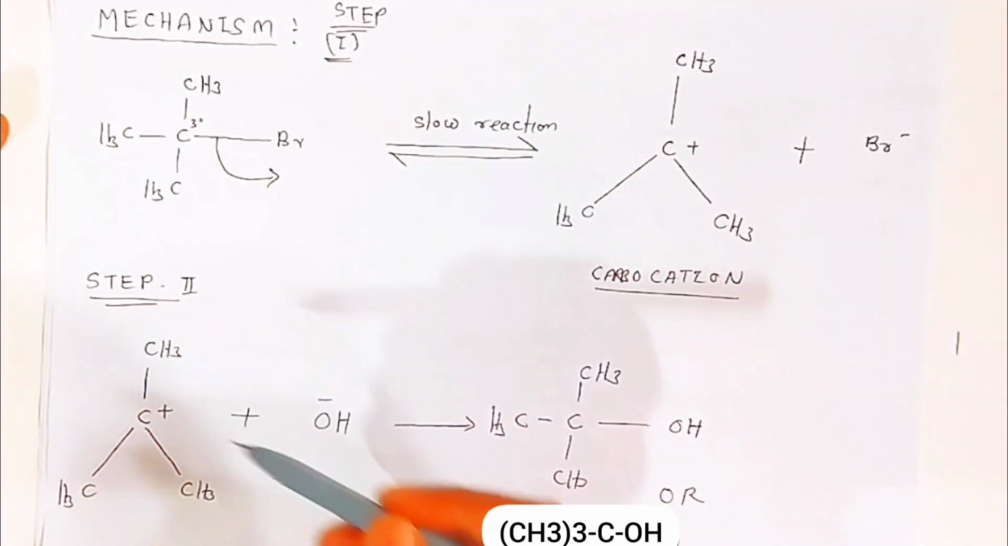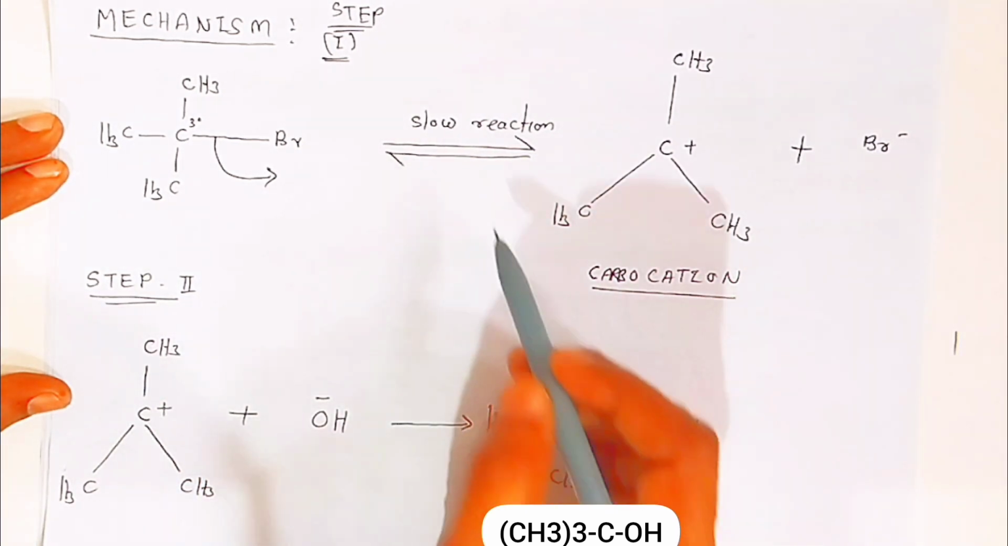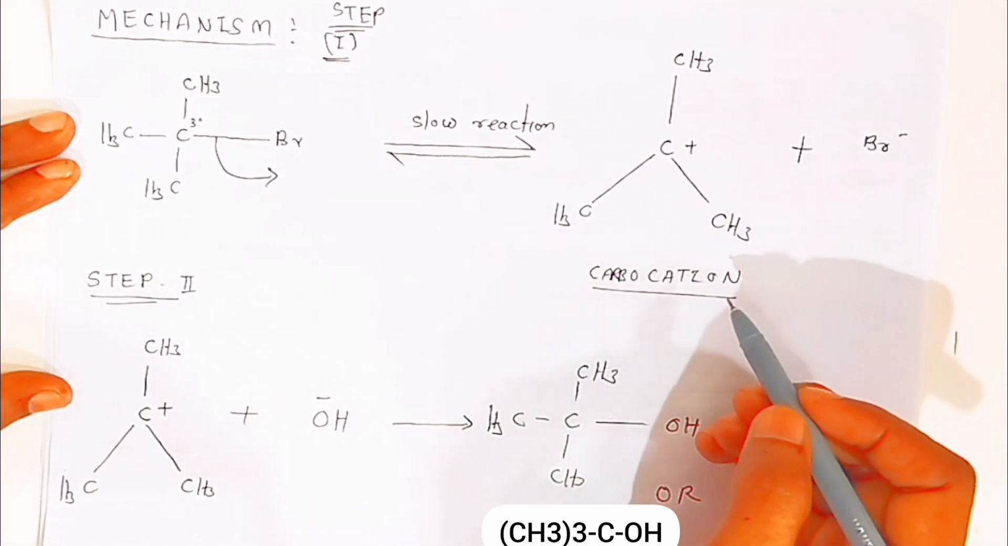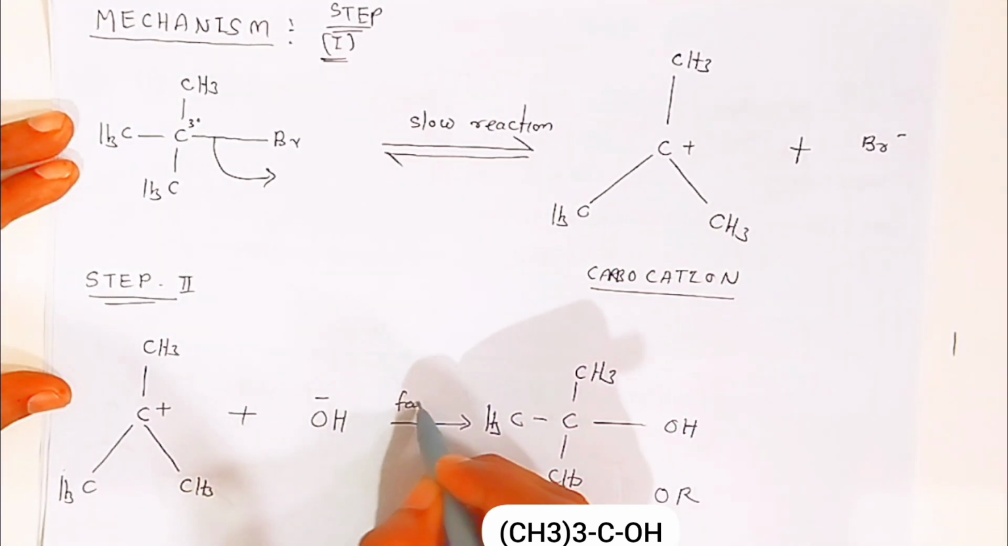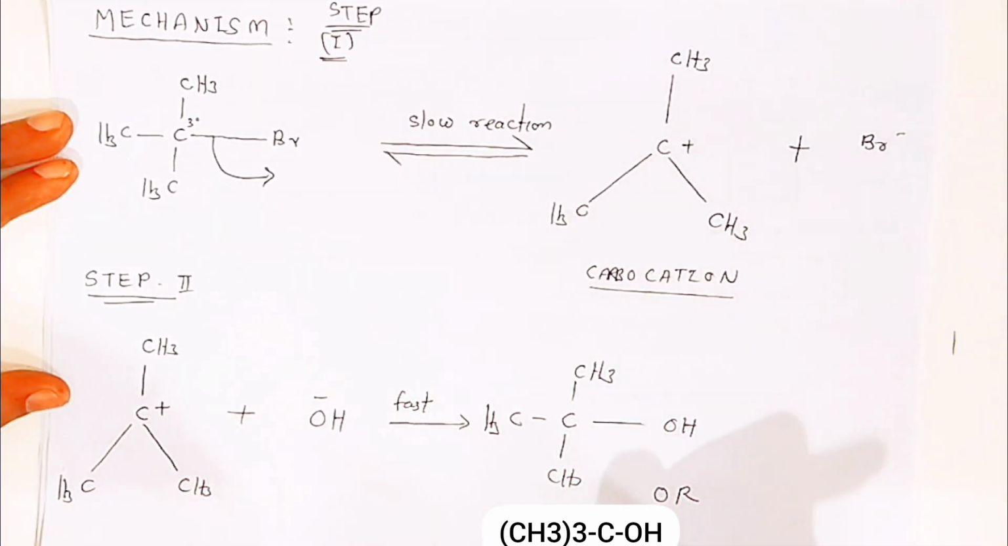Very important, students: it is a two-step reaction. The first step is a very slow reaction because there is a formation of carbocation. The second step is fast, and it forms the tertiary butyl alcohol.